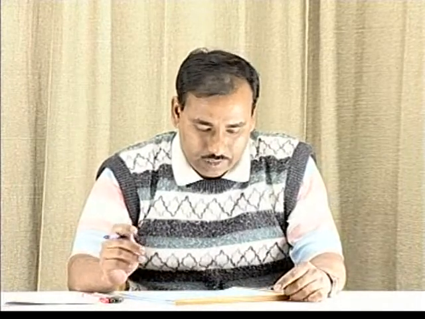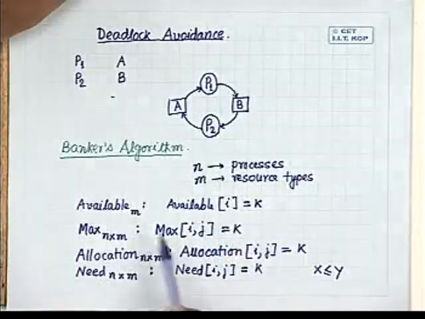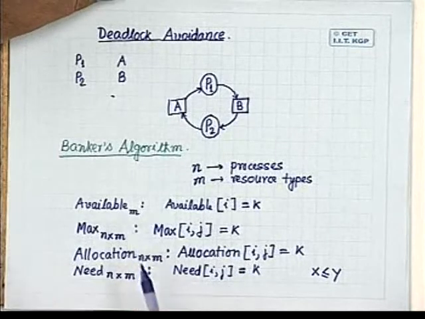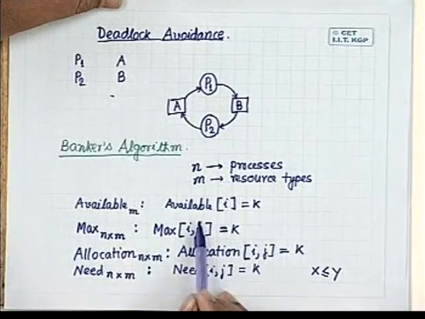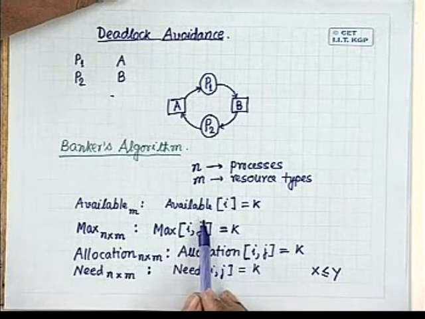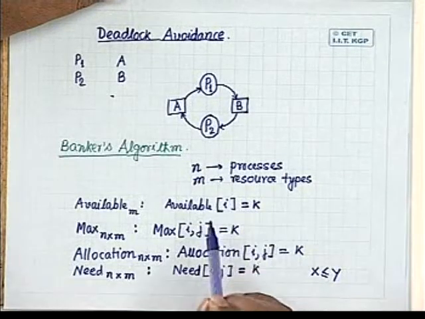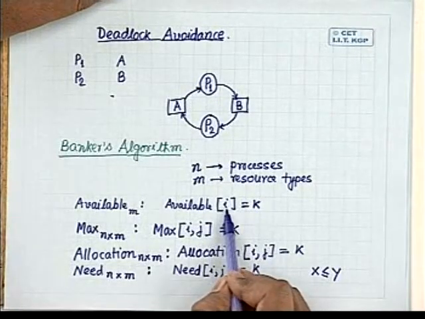So we have started our discussion on deadlock avoidance technique, and in this technique we have discussed an algorithm, which we have said is Banker's algorithm, which assumes that there are n number of processes and m number of resource types. The algorithm makes use of a number of data structures. One is Available, a vector of dimension m, which tells you that at a particular instant of time, how many instances of which particular resource type are available.